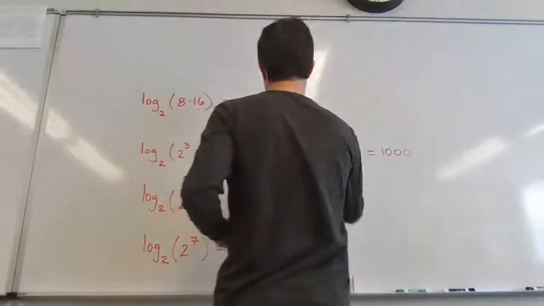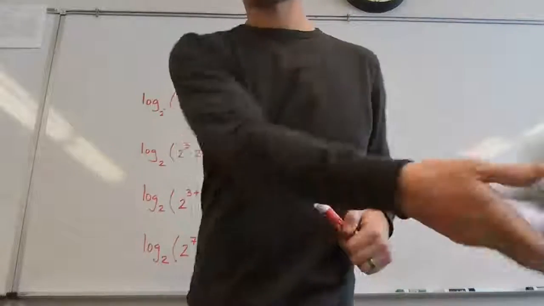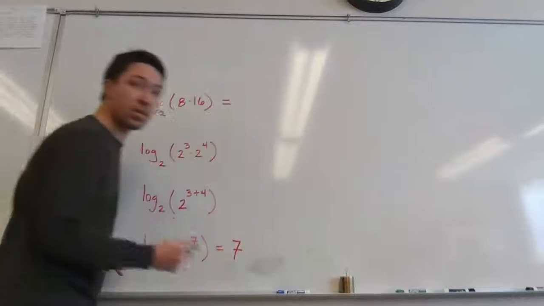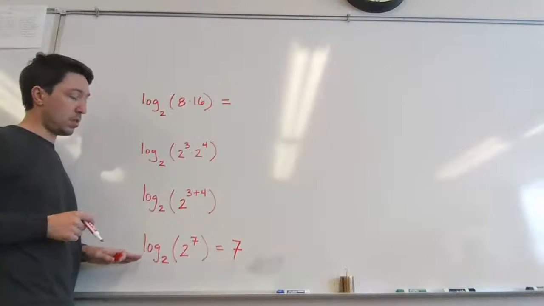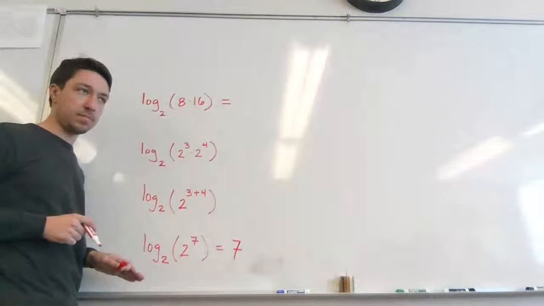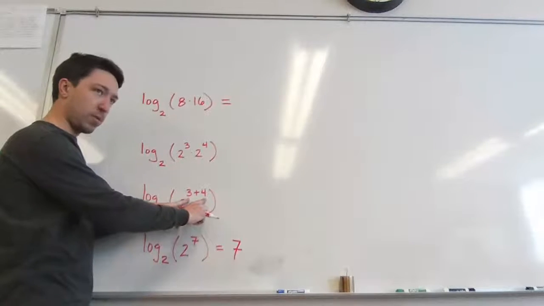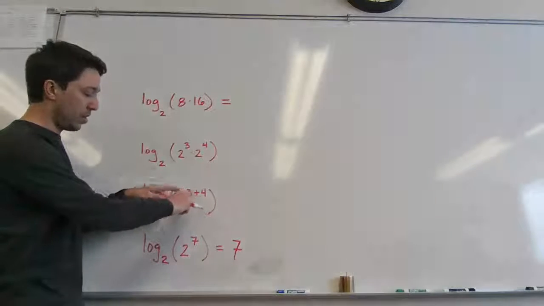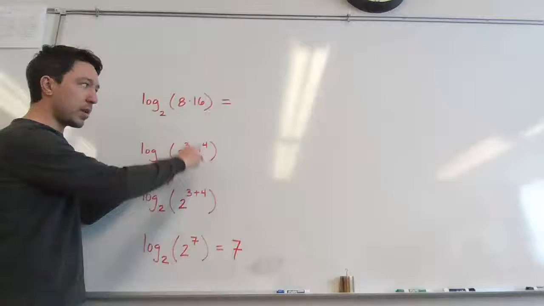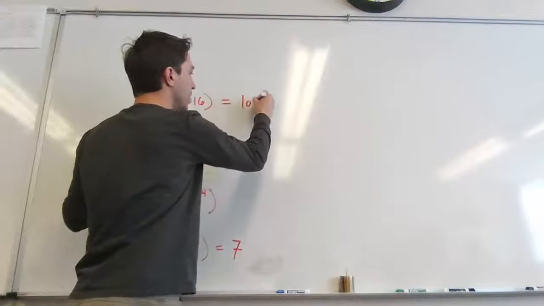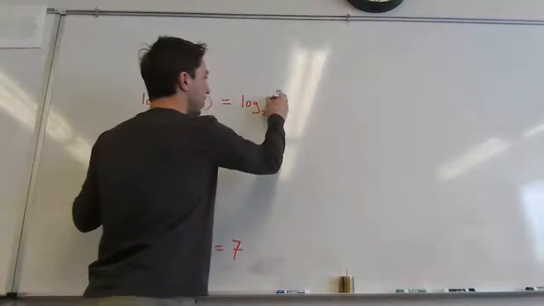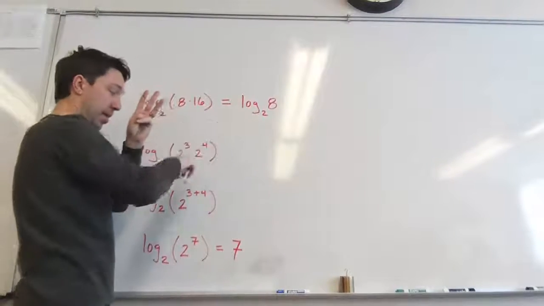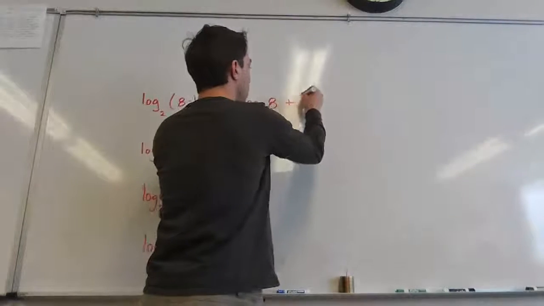So what I'm getting at here is that this is 7. Okay? Where does 7 come from? 3 plus 4. Where did the 3 plus 4 come from? Well, this and this. So really all this turned out to be was log base 2 of 8. What's log base 2 of 8, guys? 3. That's where the 3 came from, right?